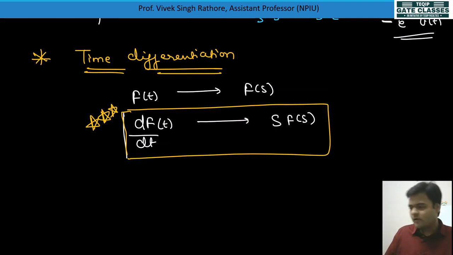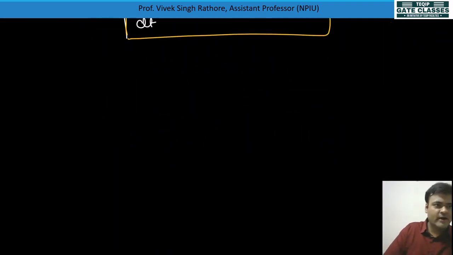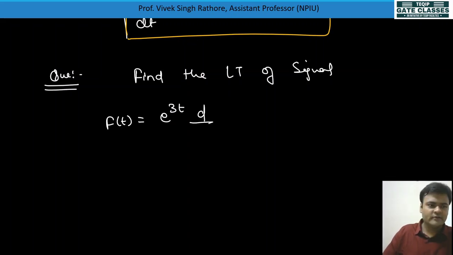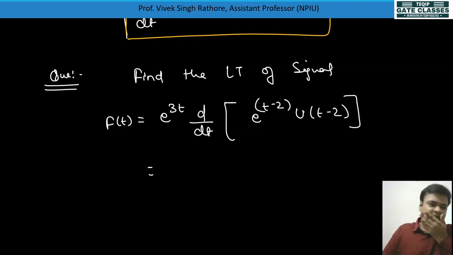So we'll try to understand this concept by solving one question. You need to find the Laplace transform of a signal. Let's suppose f of t is given as e to the power 3t, d by dt of e to the power t minus 2, u of t minus 2. Now see, you need to find the Laplace transform.